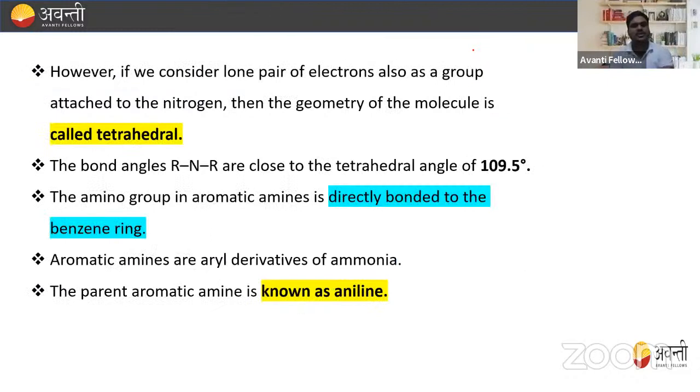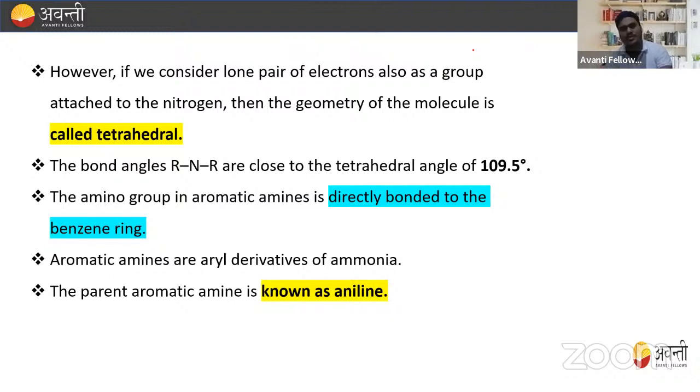However, if you consider the lone pair of electrons also as a group attached to the nitrogen, then the geometry of the molecule is called tetrahedral, right? The bond angle between R and R is close to the tetrahedral angle, that is 109.5 degrees.